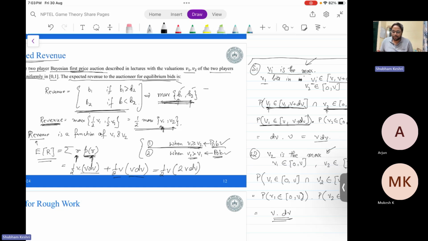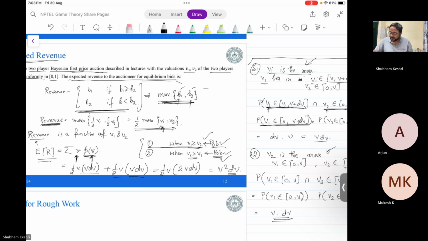So these two scenarios can occur. Either V1 is more or V2 is more. No other scenario can occur. Therefore, we are taking this sum, and it will come out to be V square dV. The expected revenue for that strip V and V plus dV is V square dV. Is this all right?